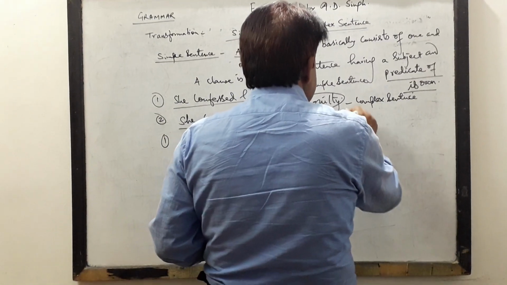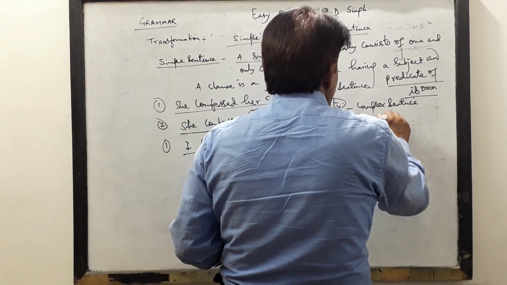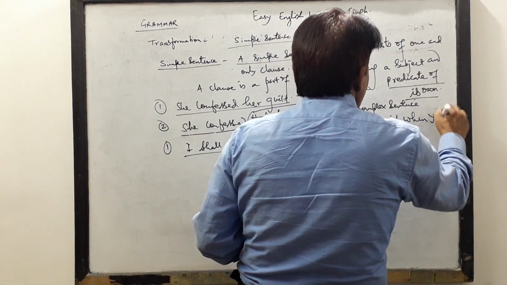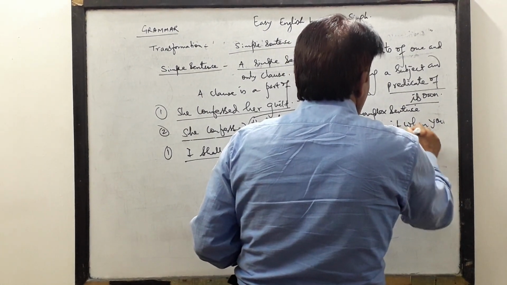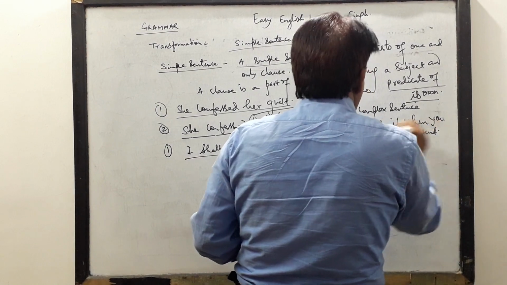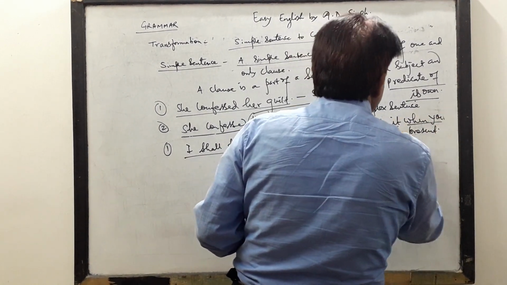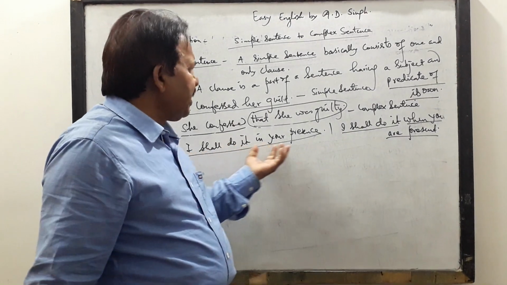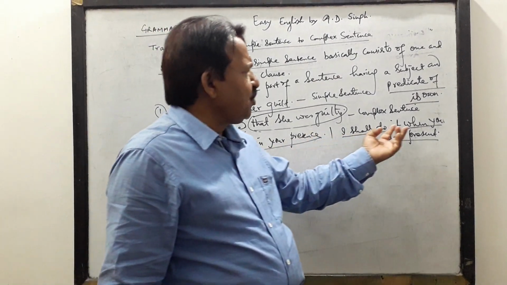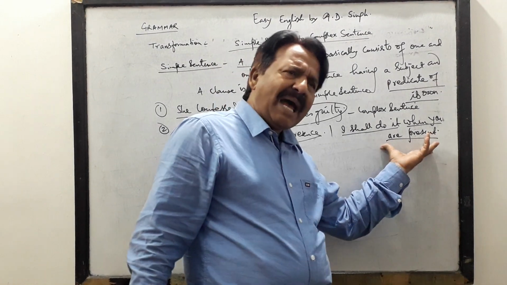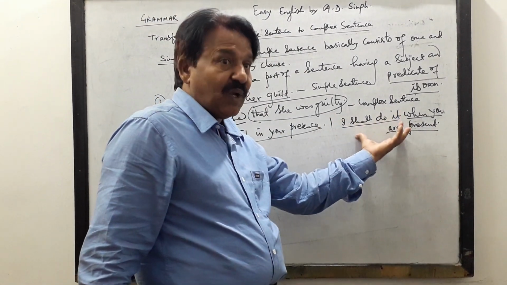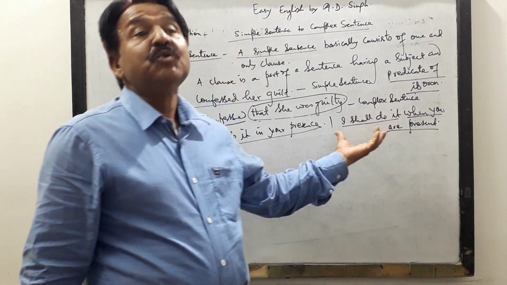I shall do it when you are present. Look at that, look at the example. I shall do it when you are present. Now obviously the meaning is same. I shall do it in your presence or I shall do it when you are present, both have the same meaning. The only difference is that now the second one is a complex one because it has two clauses.